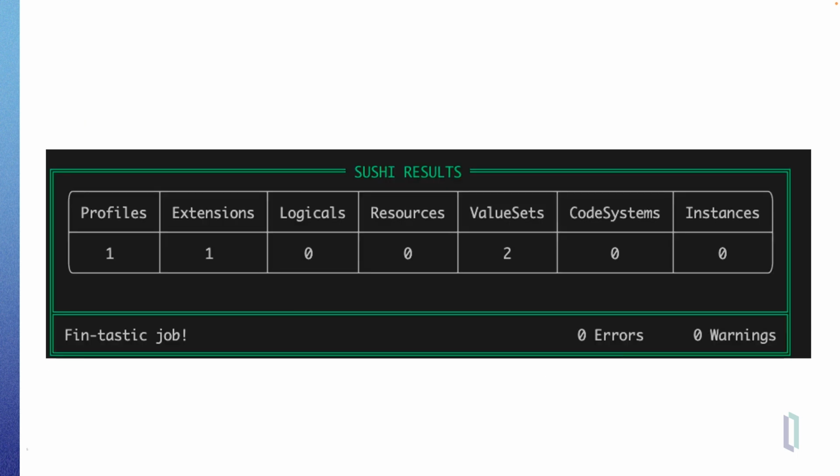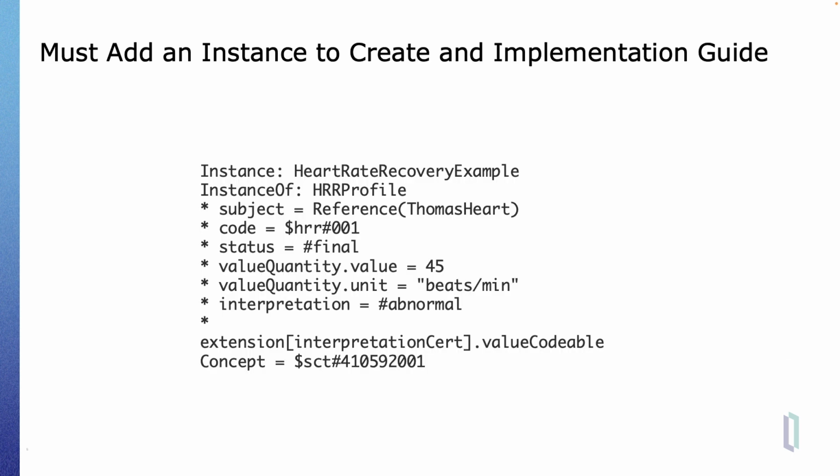Finally, we'll run Sushi again to see if we've had any errors. And then we're going to also create an example instance, which is required if we want to publish any implementation guide. We must have one example of our profile to publish a guide.